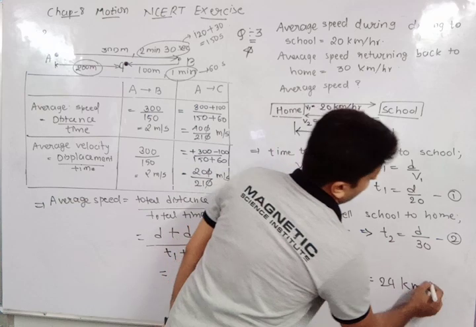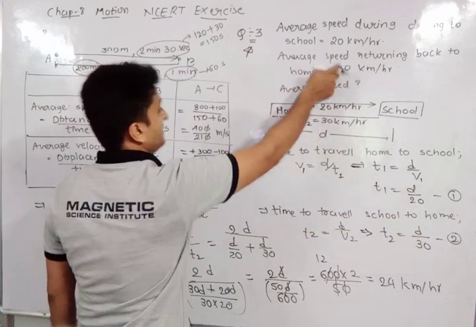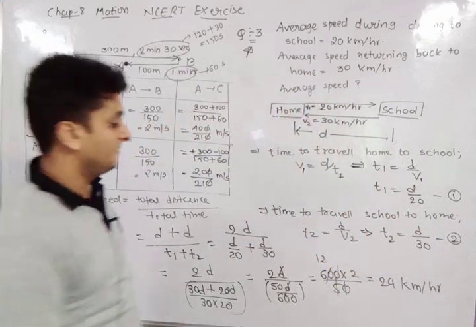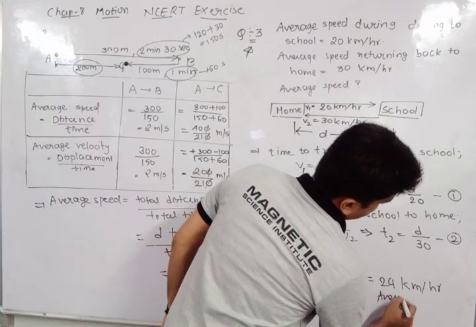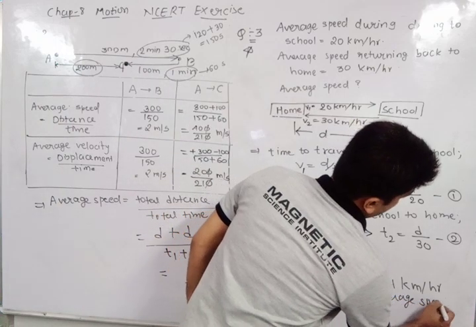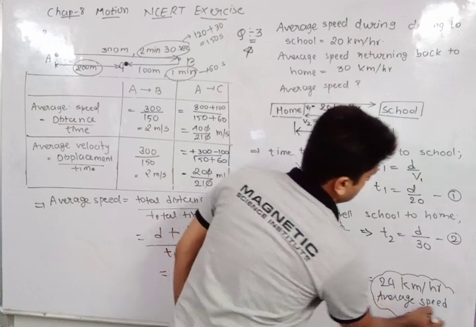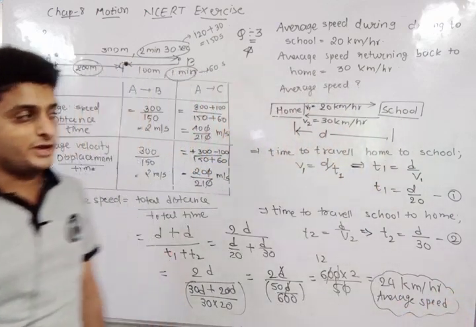Unit is kilometer per hour because all the speeds are in kilometer per hour, so your answer is also in kilometer per hour. So this is going to be your average speed in the given case. That is 24 kilometer per hour. Okay.